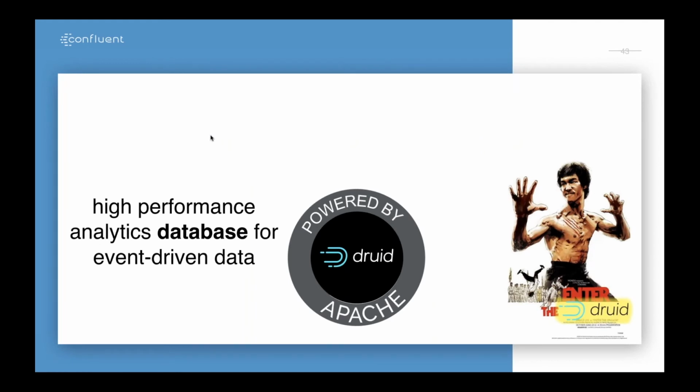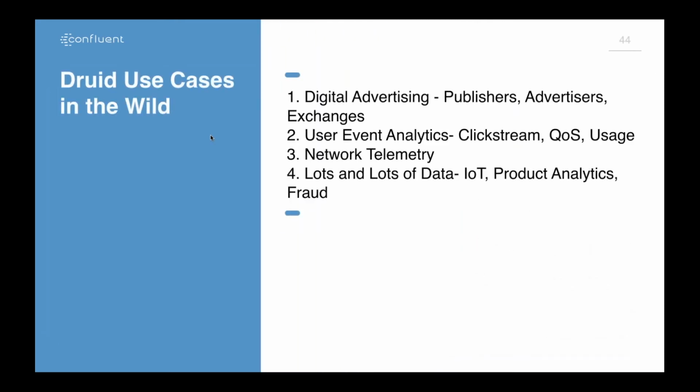Apache Druid is a high-performance analytics database for event-driven data. The types of use cases that we see customers using, about 40% from a recent poll are using this for digital advertising. So publishers, advertisers, and exchanges all use Druid. User event analytics, so click streams for cable companies, for set-top box, quality of service for any types of video ads. Those are real-life use cases of using Druid. That's another 40%. About 10% use it for network telemetry, so taking data off of router logs and being able to do true ad hoc analysis on that network router data for telemetry. Or just applications that have lots and lots of data.